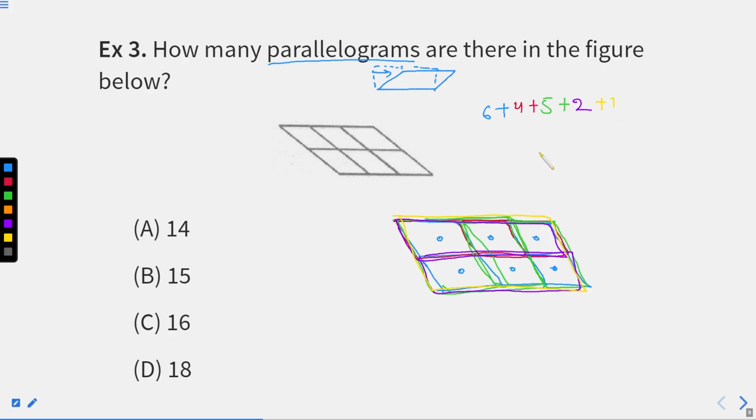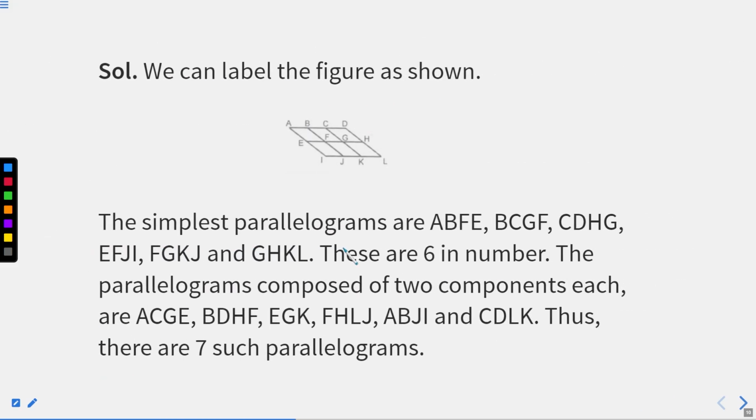1. I am using various colors just to make you understand how many different parallelograms can be formed. If we add them, how much we'll get? 6 plus 4 is 10, plus 5 is 15. As soon as we mark 15 plus 2, 17, right? And as soon as we reach 17, what we will see? This is eliminated. This is eliminated. This is also eliminated. Now plus 1 is 18. Till now we are able to calculate 18, right? So I think 18 will be the answer. Rest we will figure out here itself.